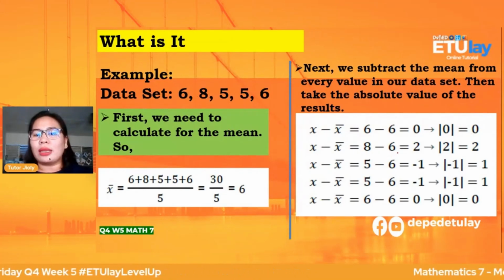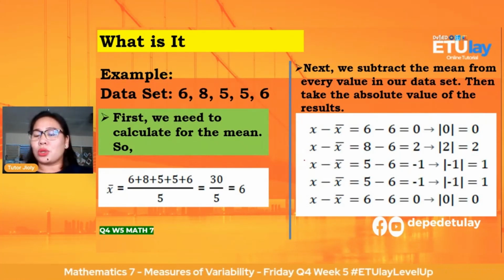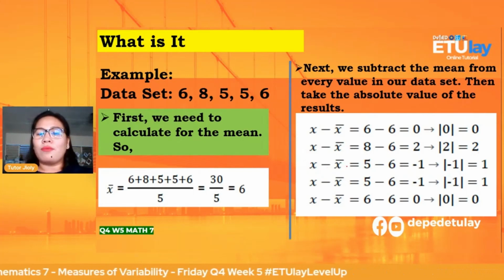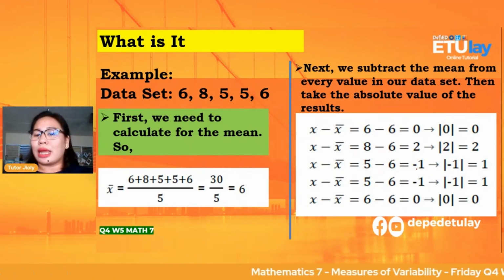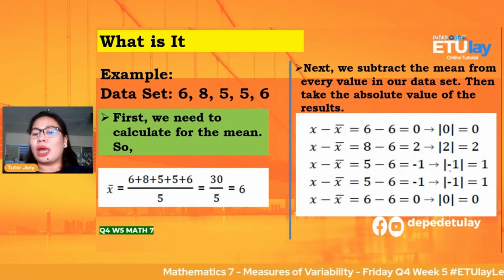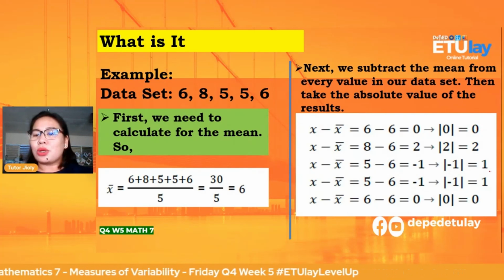Then we have the next one. We have 8. So 8 minus 6, that is 2. And the absolute value of 2 is 2. Kasi 2 positive na to. Then next, we have x minus mean, that is 5. Again, saan ang galing si 5? Yun po yung data natin. 5 minus 6, that is negative 1. After that, get the absolute value of negative 1. So the answer is positive 1.